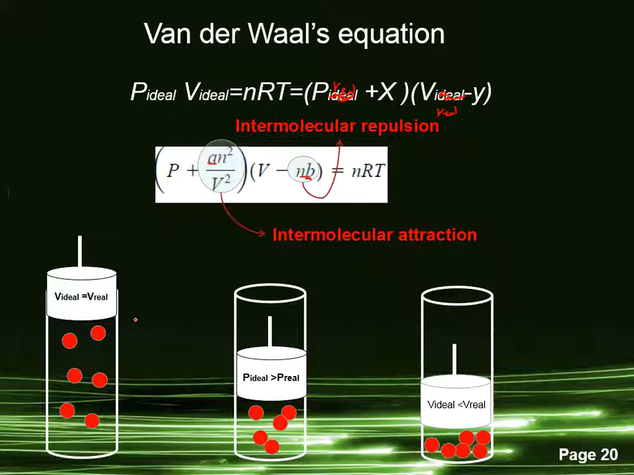Let's look at three scenarios for gases in a piston. First of all, at low pressure, we have a gas comfortably in the container. In this condition, the actual volume is equal to the ideal volume. In the second container, we increase the pressure and decrease the volume. We squeeze those molecules together to medium and high pressure. As the volume decreases, some molecules are going to stick together, and the ideal pressure, which is calculated by the ideal gas law, is higher than the real one. In this case, attraction dominates.